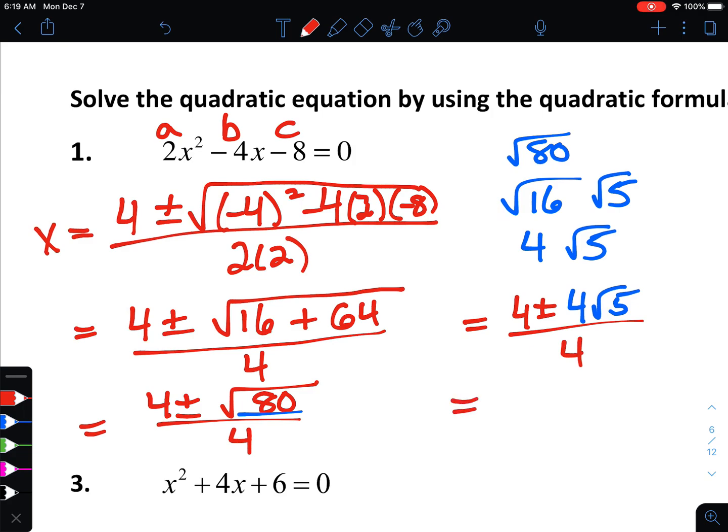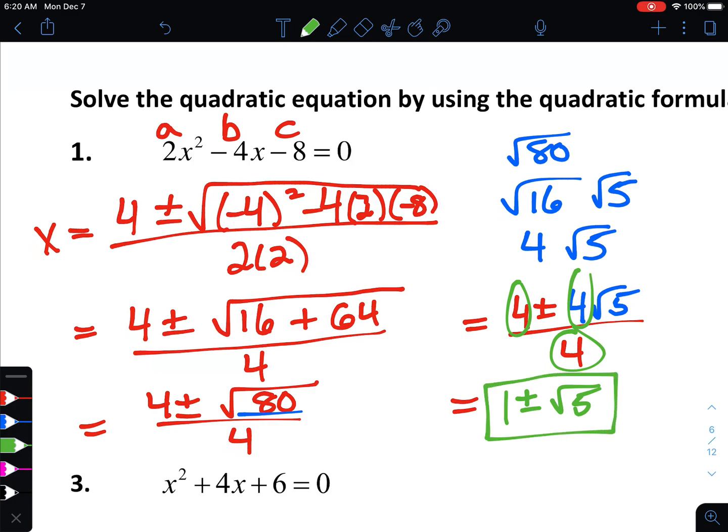Alright, one last step to go with simplifying. We're going to look at basically 3 numbers: our denominator, and both of the terms in our numerator. What we're looking for is, are they all divisible by a number? In this case, they are all divisible by 4. We take 4 divided by 4, which is 1, plus and minus 4 divided by 4, which is 1, times the square root of 5, and 4 divided by 4, which is 1. So 1 plus and minus the square root of 5 is how we would leave our final answer.